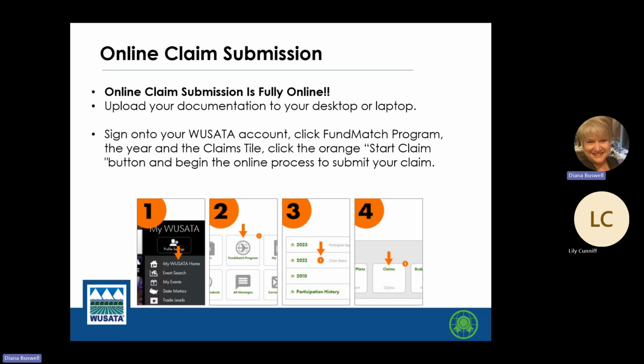You upload your documentation to your desktop or laptop, sign into your Wasata account, and click on the FundMatch program, and the year and the claims tile. Click the orange Start Claim button and begin the online process to submit your claim. Now, I would assume that doing a shipping claim would be very quick to do online, so it'll be interesting to get some feedback when someone gets a claim of that type.